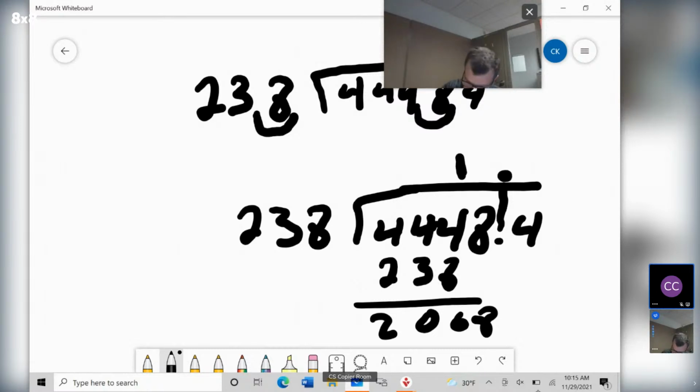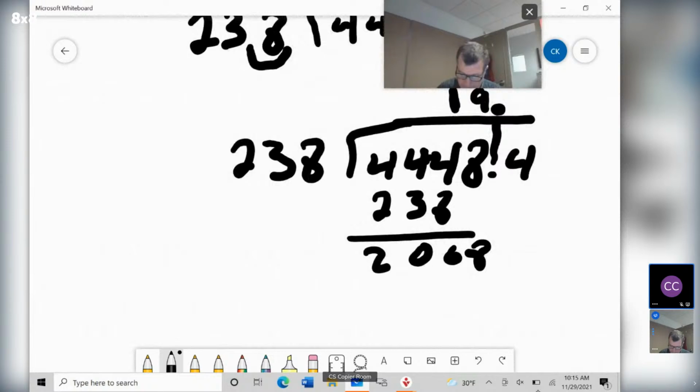Okay. So 9 times 8 is 72. So we're going to put the 2 down, carry the 7. 9 times 3 is 27, plus a 7... We carry the 2. 9 times 2 is 18, plus a 2 is 20. So what we've done, we can see the bottom number is bigger than the top number. So 9 is too big also. So what that's going to tell us, if you didn't have a calculator, that it's going to be 8.